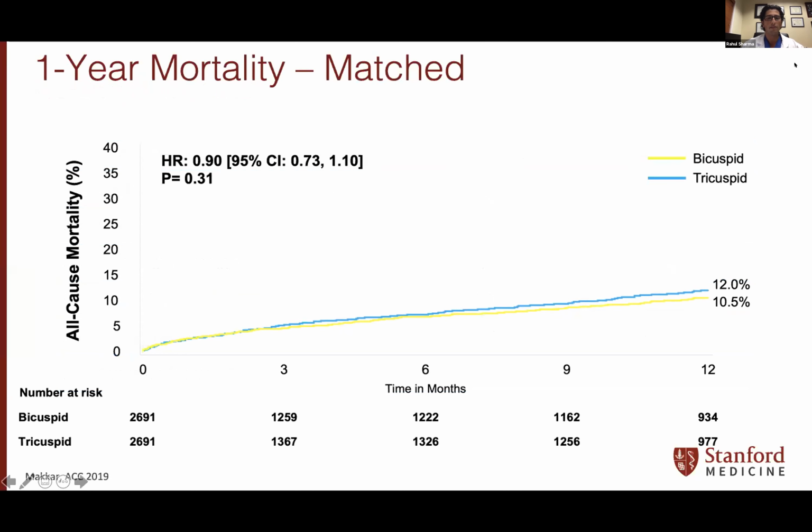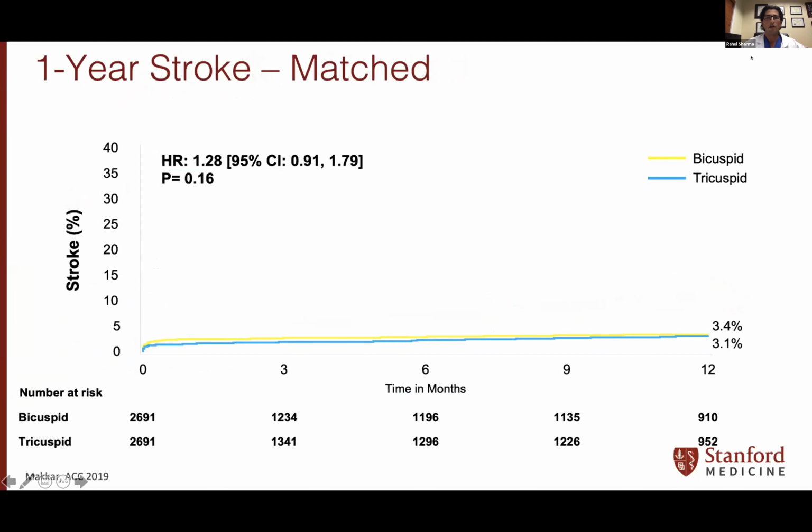When you look at 1-year mortality, which was matched in this group, there was no real difference, or no significant difference, between bicuspid and tricuspid patients out to 12 months. Importantly, when you looked at stroke and matched the patients in the cohorts, remembering that a lot of the patients in the bicuspid group tend to be younger, therefore they have fewer comorbidities, therefore they have a lower STS risk score, once these patients were matched, that difference really was non-significant.